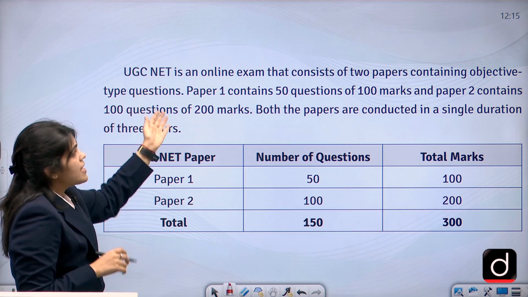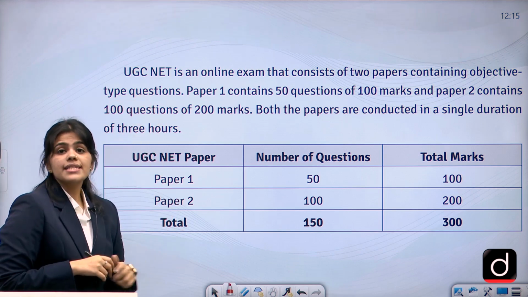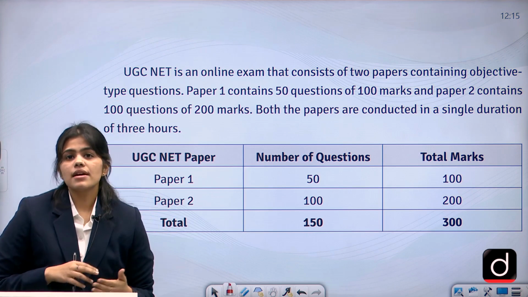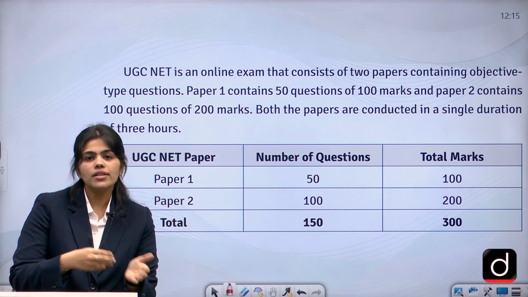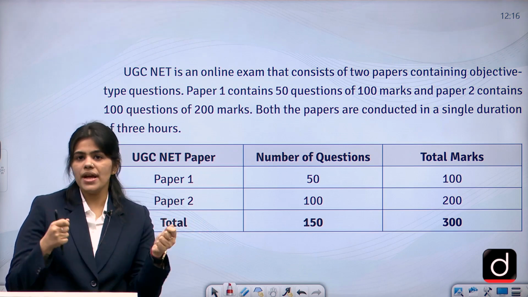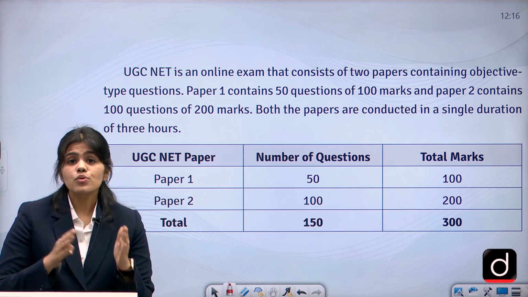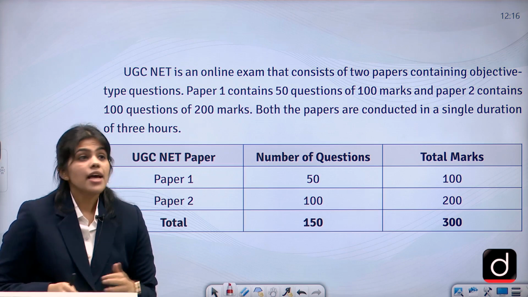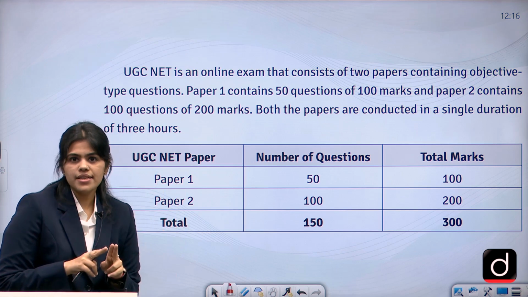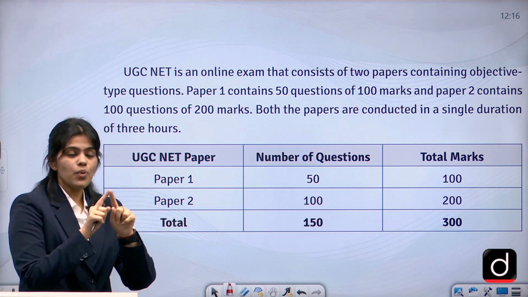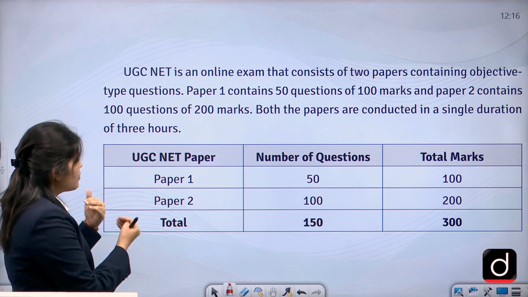Then UGC-NET is an online based exam. So this is the basic structure of the examination. It's an online mode exam. It is conducted in English or in Hindi. What is the mode? It is online. That is, on the computers you will be giving this exam. It is no pen and paper exam. It is conducted twice a year. That means 2 times a year this exam is given. Paper 1 and paper 2 are the 2 exams that are conducted simultaneously. So in one window, you will be giving these 2 exams simultaneously in one go.